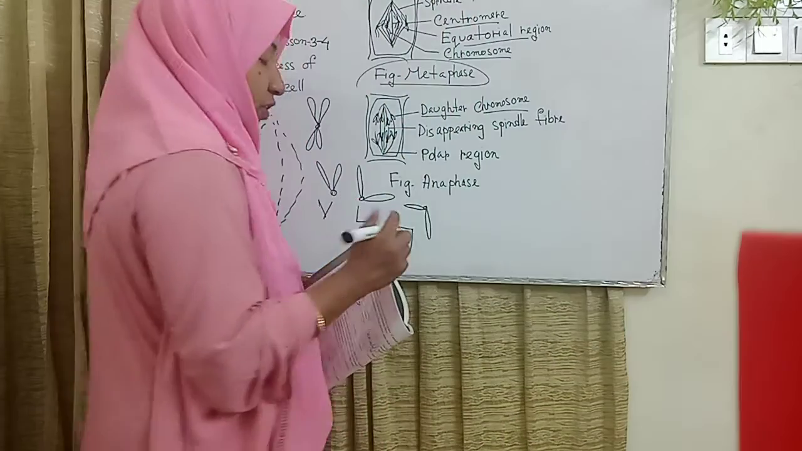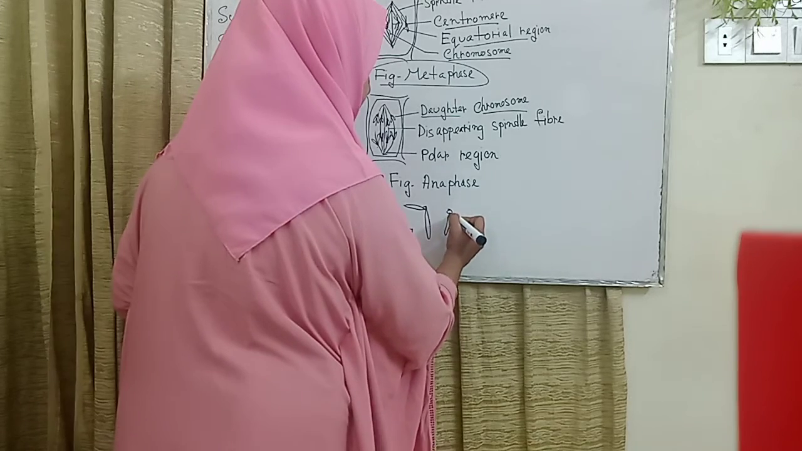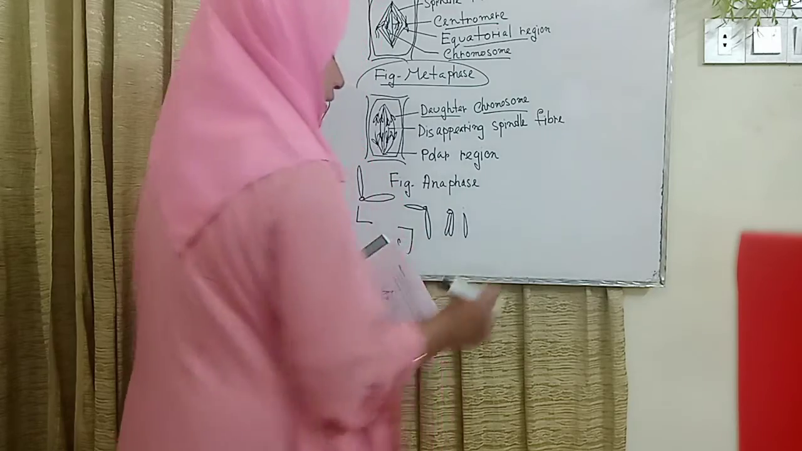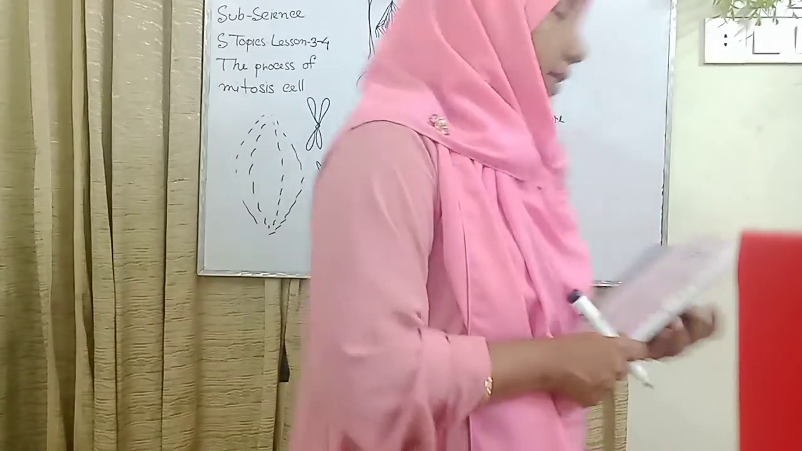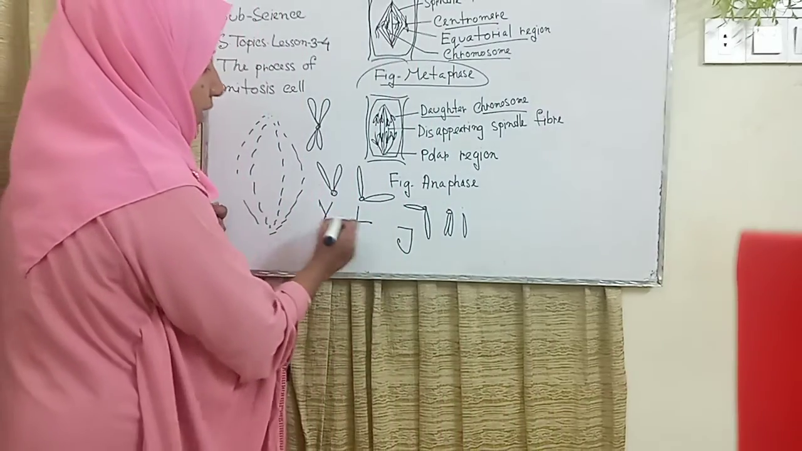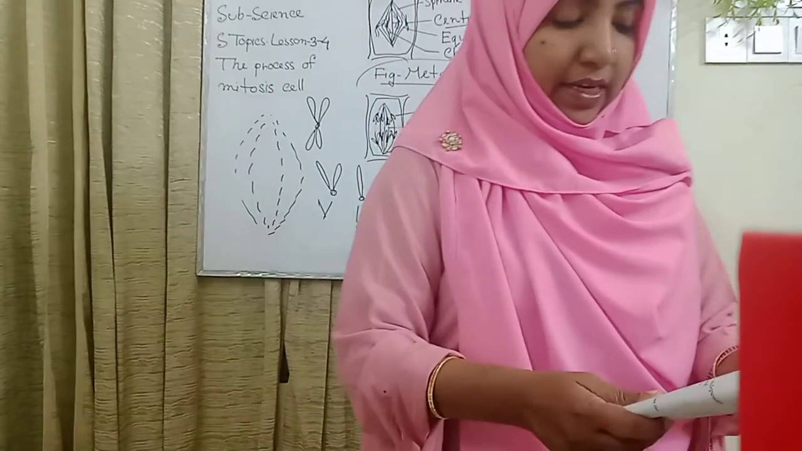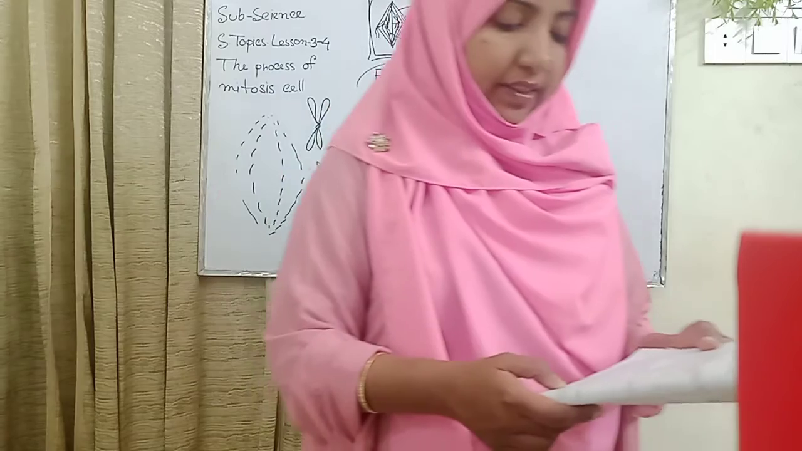When the two parts are joined, the shape is I. The other name is telocentric. So there are four types of structures: V, L, J and I. Now, my dear students, in this lesson we covered the metaphase and the anaphase.